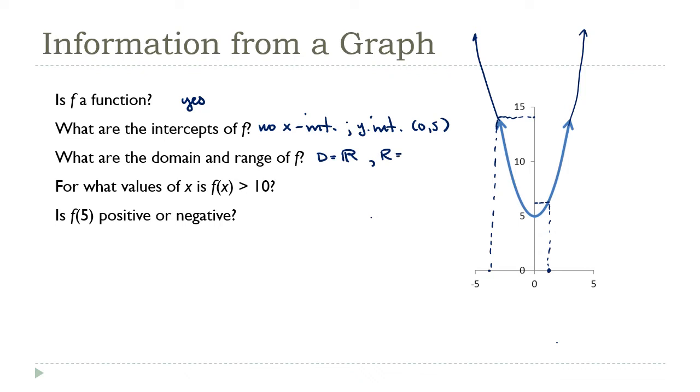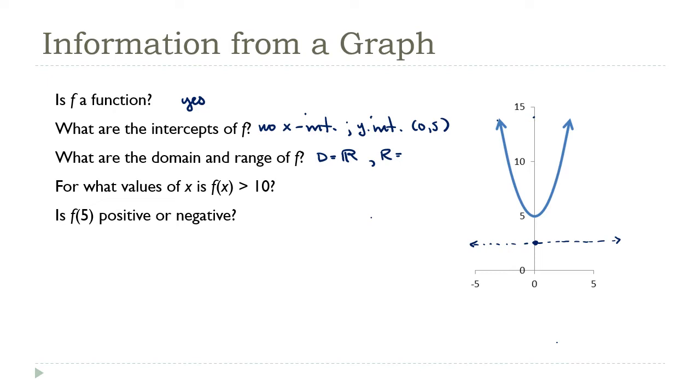Now the range is another story. The range is the y values. And there are some y values that don't have an x value associated with them. For example, if I come down here and pick something right in the middle, that looks like it's about 2.5, and I start going over to the side, I am never going to hit the graph. So y equals 2.5 is not part of the range.